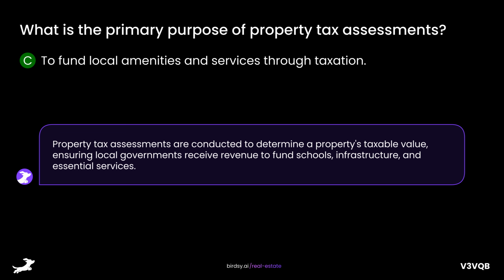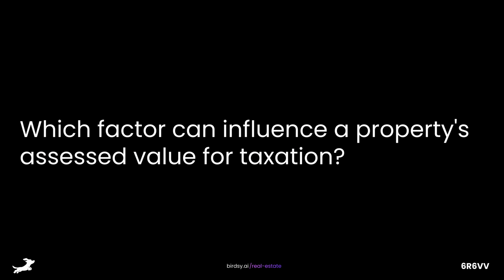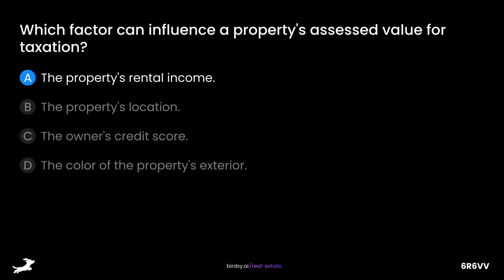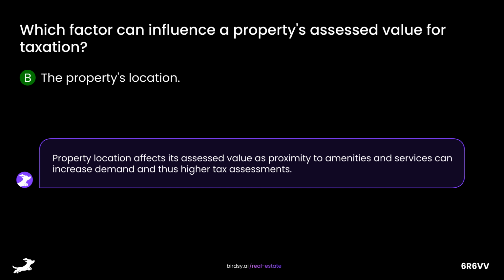Property tax assessments are conducted to determine a property's taxable value, ensuring local governments receive revenue to fund schools, infrastructure, and essential services. Which factor can influence a property's assessed value for taxation? Is it A. The property's rental income, B. The property's location, C. The owner's credit score, or D. The color of the property's exterior? The answer is B. The property's location. Property location affects its assessed value, as proximity to amenities and services can increase demand and thus higher tax assessments.